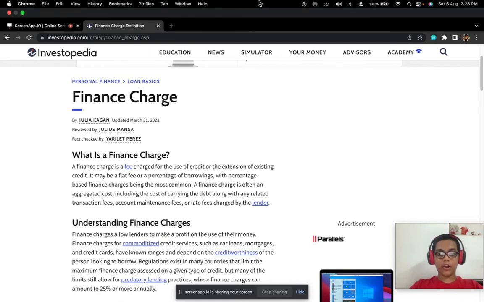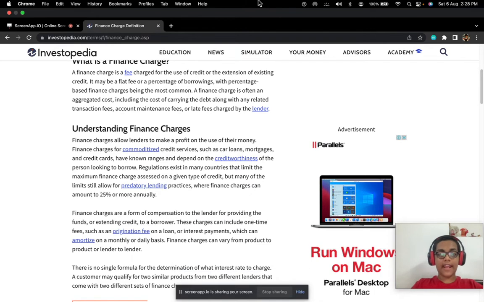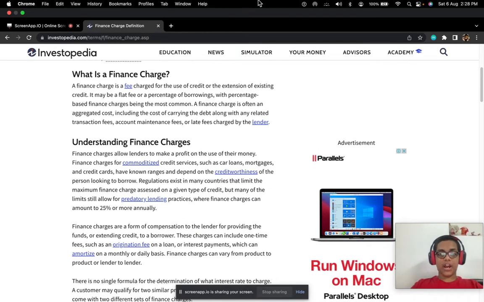Today we are going to talk about what is a finance charge. What is a finance charge? A finance charge is a fee charged for the use of credit or the extension of existing credit. It may be a flat fee or a percentage of borrowings, with percentage based finance charges being the most common. A finance charge is often an aggregated cost, including the cost of carrying debt along with any related transaction fees, account maintenance fees, or late fees charged by the lender.